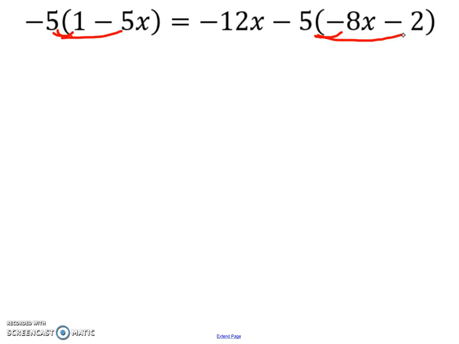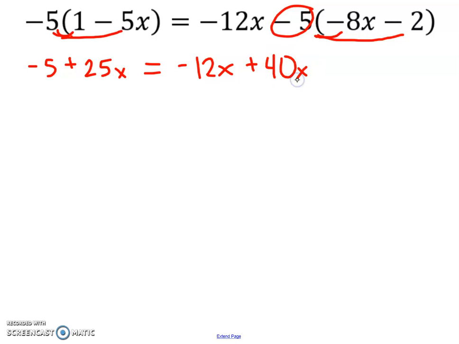So I have negative 5 times 1 is negative 5. And then I have negative 5 times negative 5x. Negative times negative is positive. 5 times 5 is 25, and I have the x. Equals, nothing's happening to that negative 12x yet, so we're just going to rewrite it. Then I have negative 5 times negative 8x. Negative times negative is positive. 5 times 8 is 40, and keep the x. And then negative 5 times negative 2. Negative times negative again is positive. 5 times 2 is 10. Okay, cool. Now let's go on to the next part.